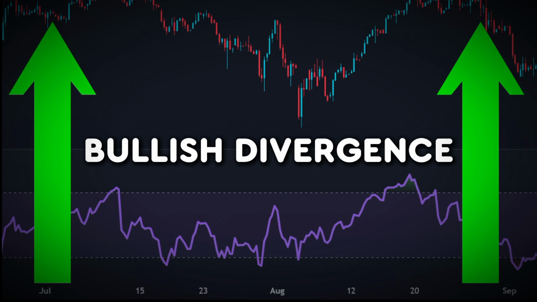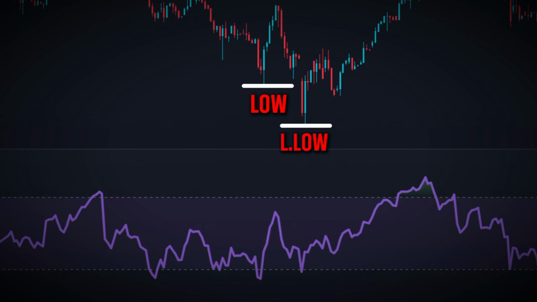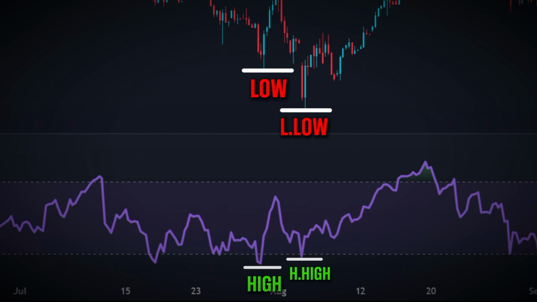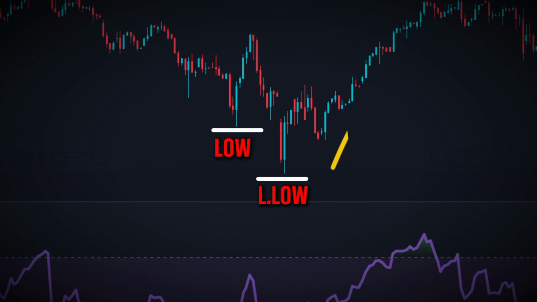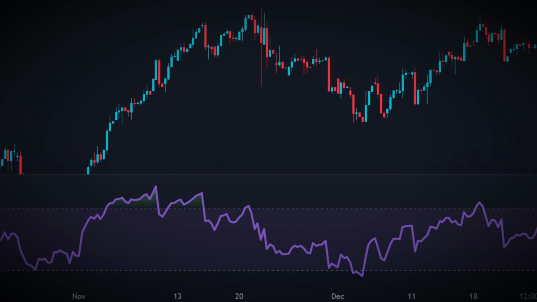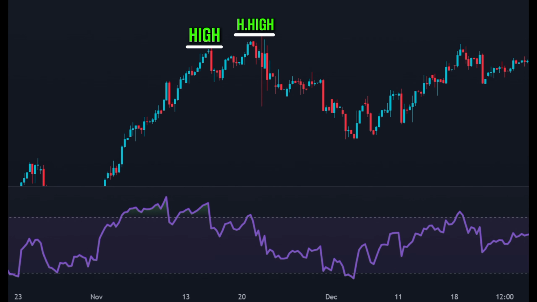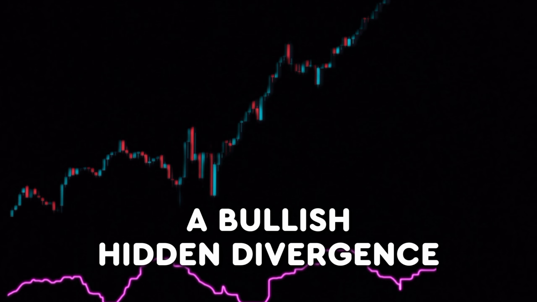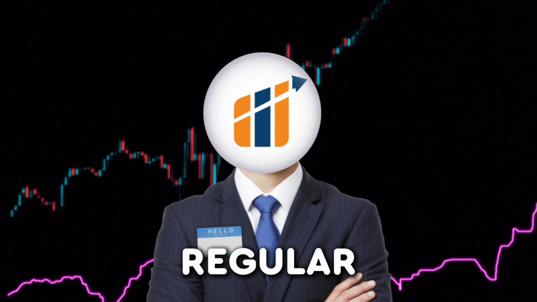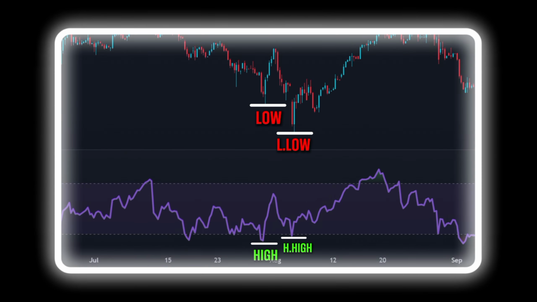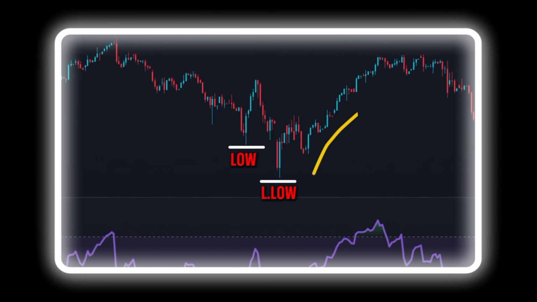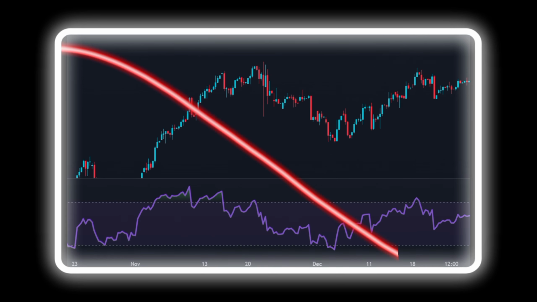RSI Bullish Divergence is when price is making lower lows, while RSI is making higher lows, indicating a reversal is coming to the upside. An RSI Bearish Divergence is when price is making higher highs, while RSI is making lower highs, indicating a reversal is coming to the downside. However, a bullish hidden divergence is slightly different than a regular bullish divergence. You see, a regular RSI divergence is a reversal pattern. It tells you prices will flip the other way.